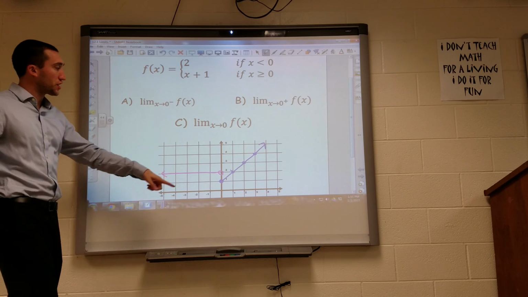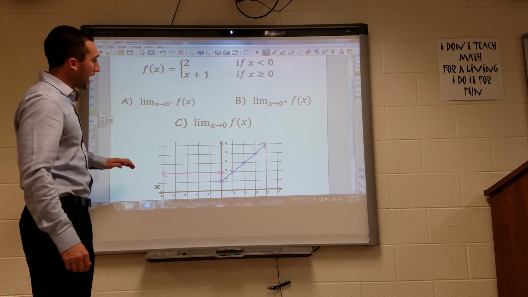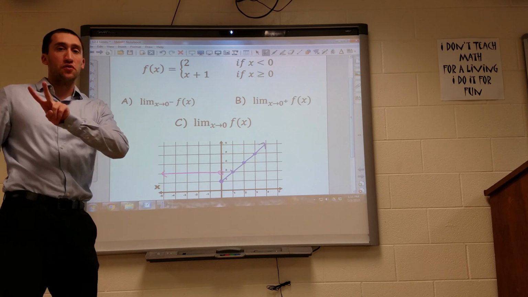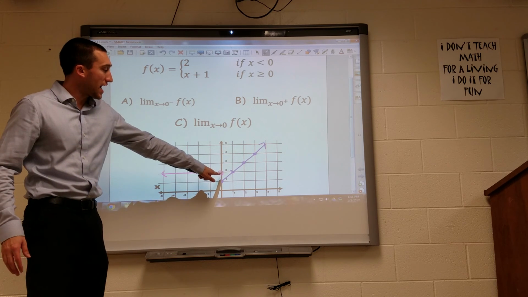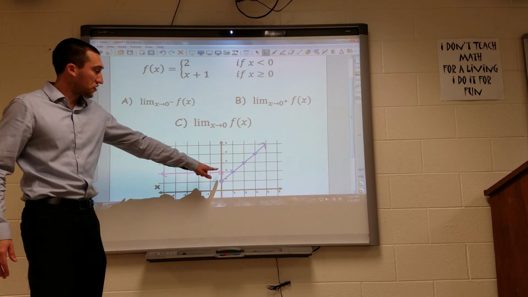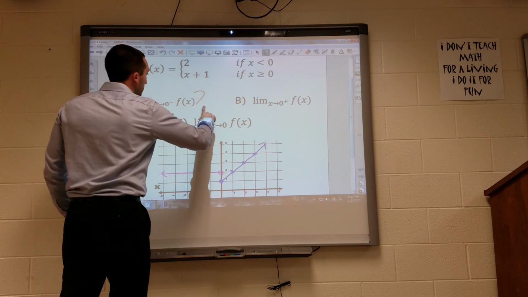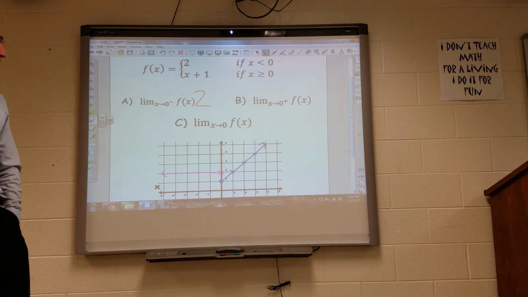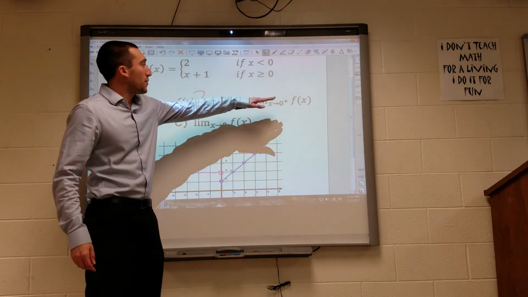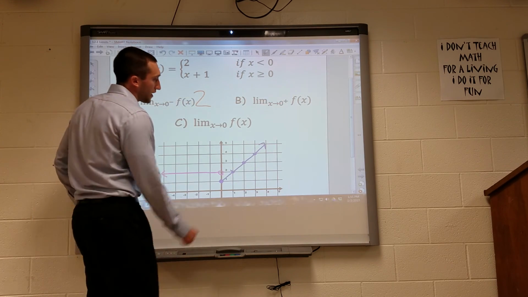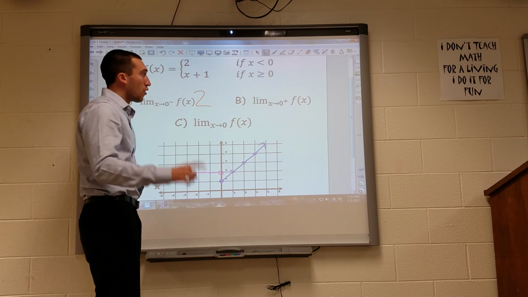So as I approach 0, as I approach my y-axis, as I approach when x equals 0 from the negative side, I'm approaching 2. In fact, it's always 2, but I'm approaching 2. Even though there's not an actual value at x equals 0 there because it's an open circle, I'm still approaching 2. So that limit as x approaches 0 from the negative side is 2. Then if I'm looking for the limit as x approaches 0 from the positive side, I can see that I'm approaching 1.